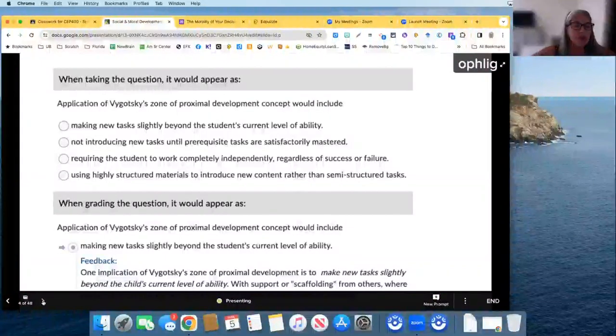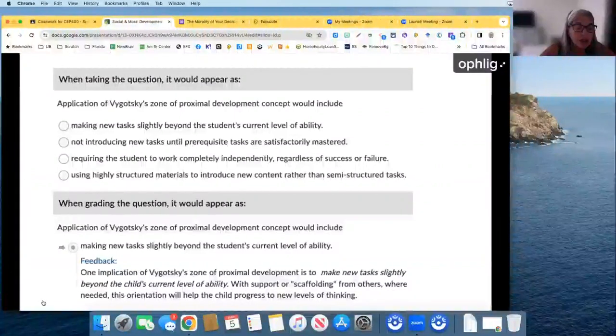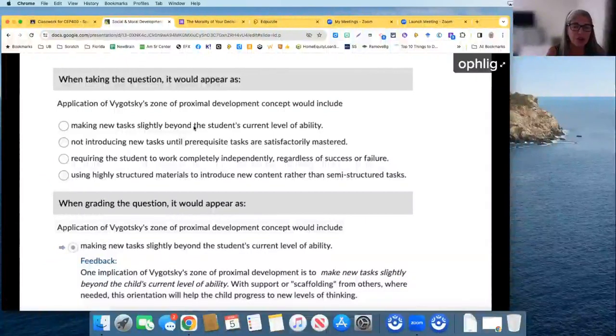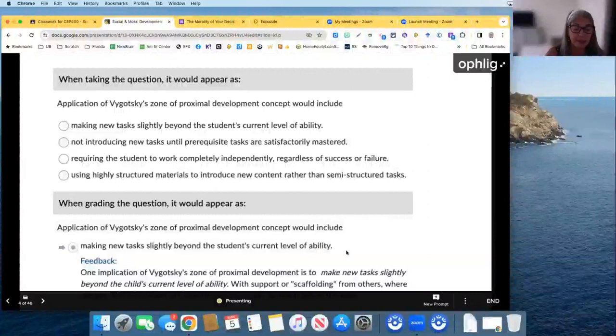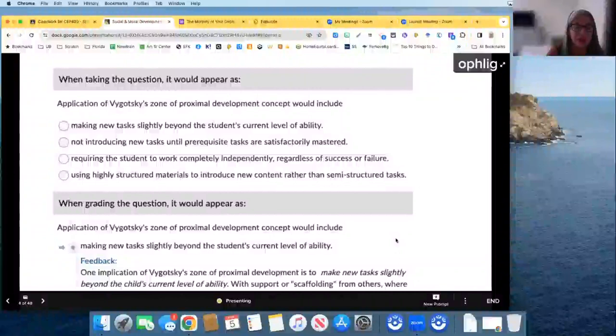So when it comes to applying Vygotsky's zone of proximal development concept, what it includes is the first one here, making new tasks slightly beyond the student's current level of ability. So that's what the zone of proximal development is. It's a space where you can do something that is beyond what you can do by yourself. So you can learn something new because you don't already know it. You're not practicing what you already know. You're going to learn something new. And that's what a zone of proximal development is, with the support of scaffolding from others.